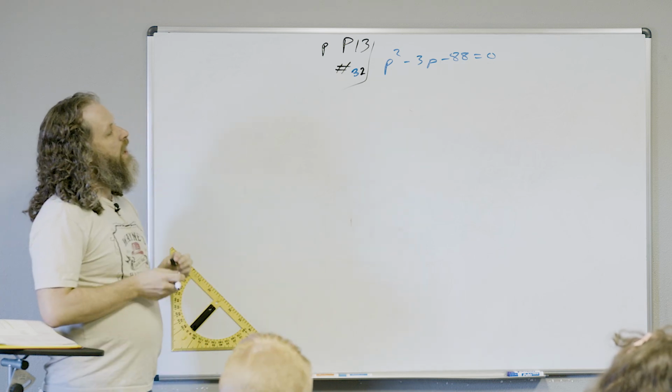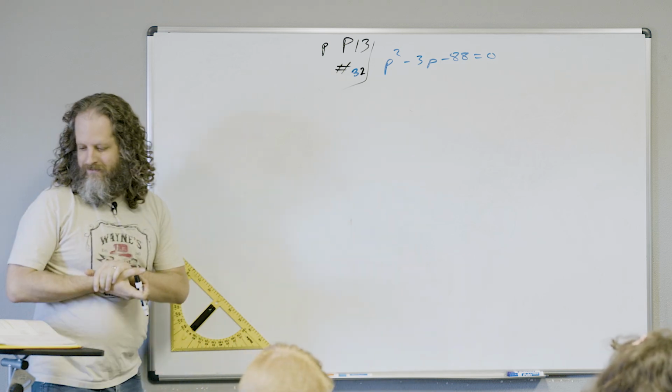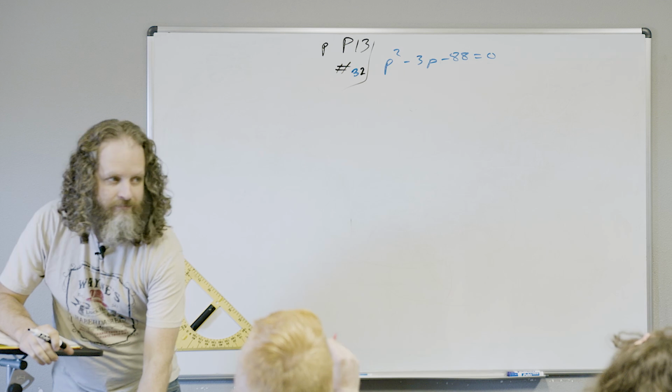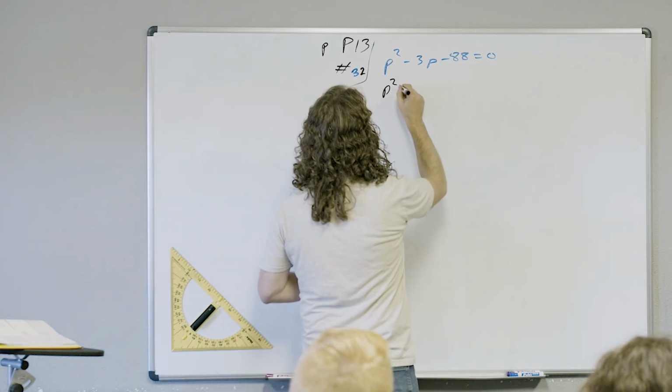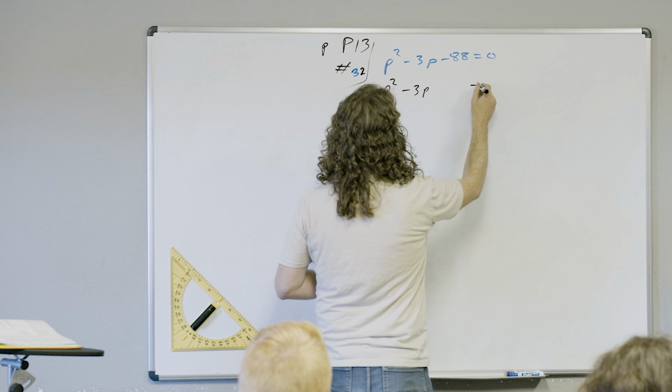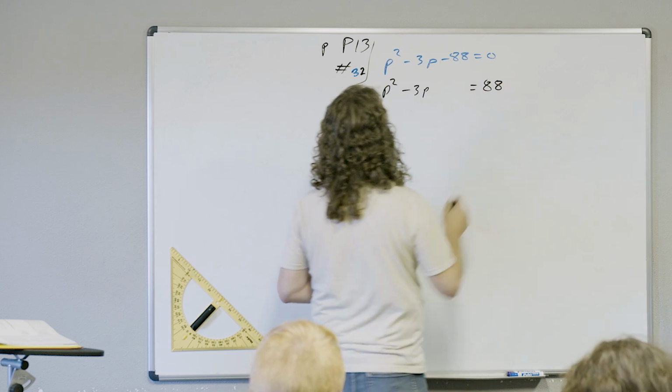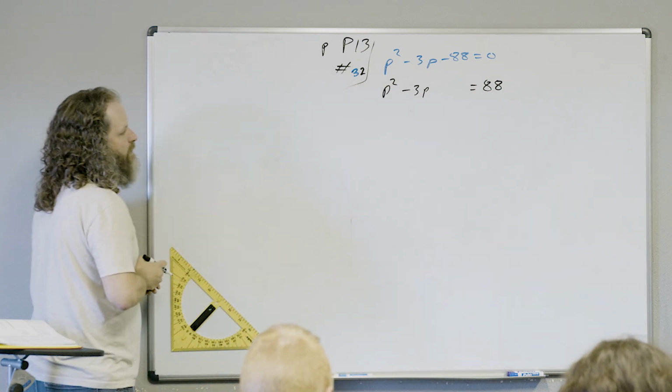Okay. Yeah, what do we do to complete the square? First, you move 88 to the other side. Yeah, move him over. So we end up with p squared minus 3p equals 88. And then we do the green part. So what is the green part?